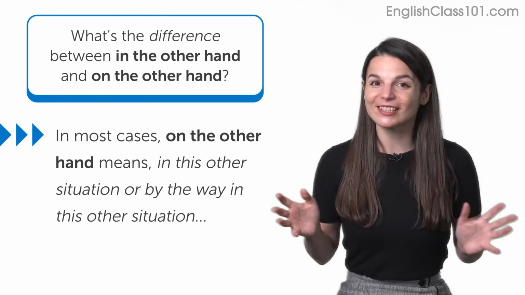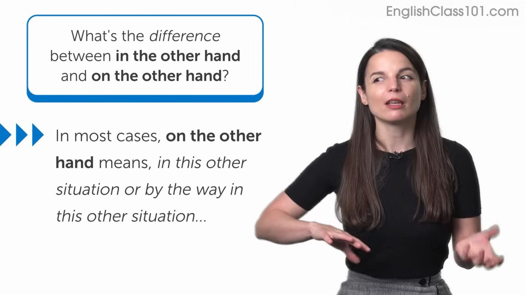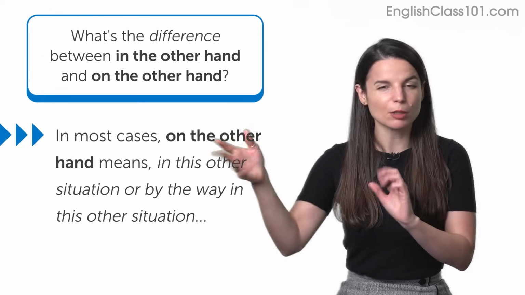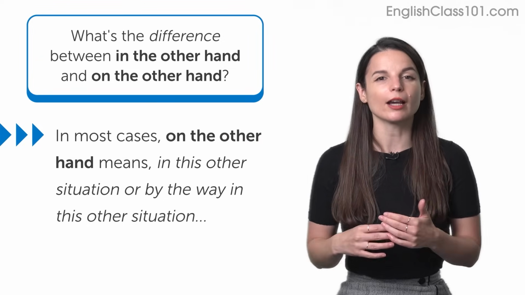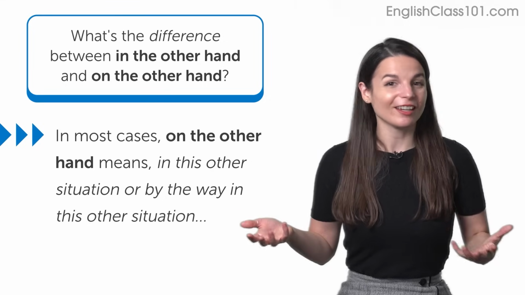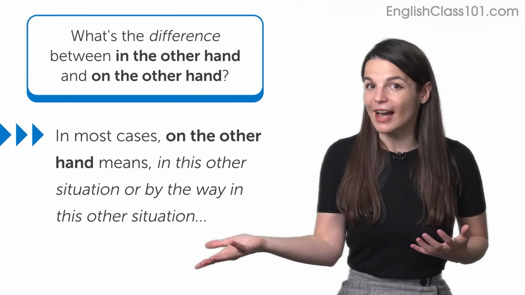However, in most uses of this expression, on the other hand is like a way of saying, in this other situation, or by the way, in this other kind of similar situation. So we want to talk about a related topic. So for example, I use on the other hand a lot in this series to show when I want to explain the other side of a topic.